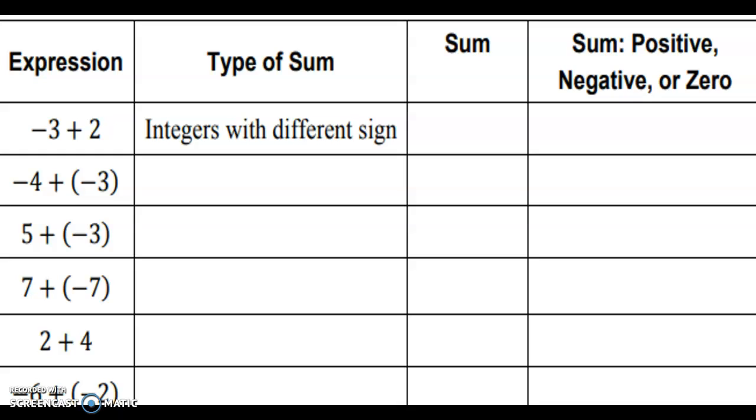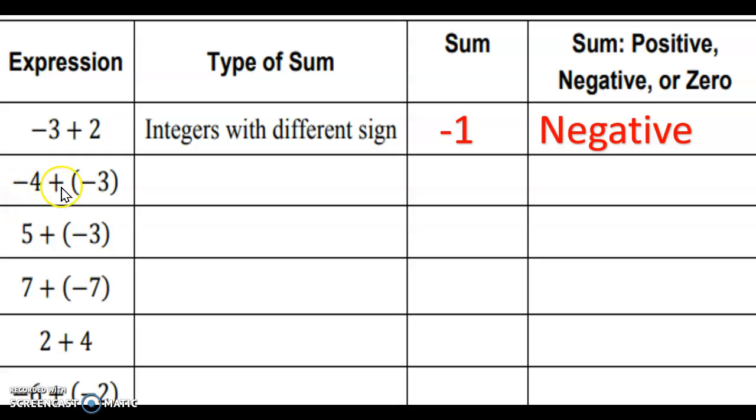But basically, the type of the sum means do they have the same sign or different signs? The sum is the answer you get. And then is your answer positive, negative, or 0? Okay, so if we look at the first one, negative 3, 2, we just did that. They had different signs, and our sum we came up with was negative 1, and it is a negative.